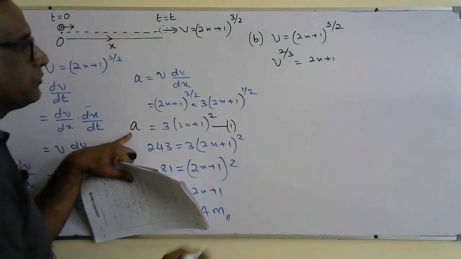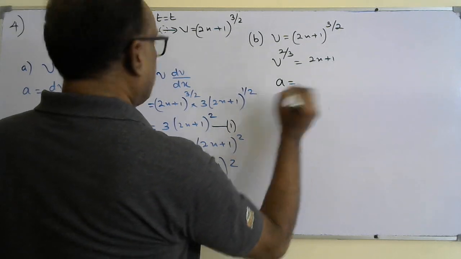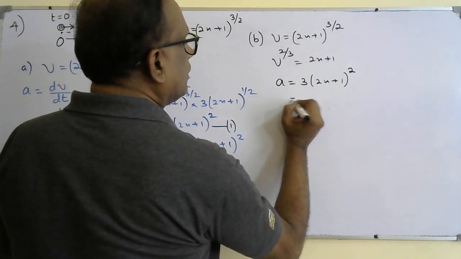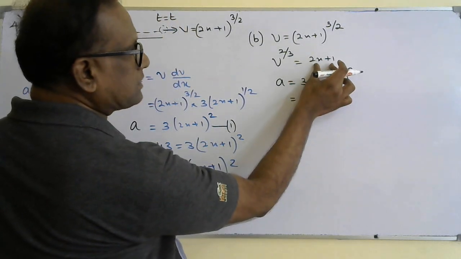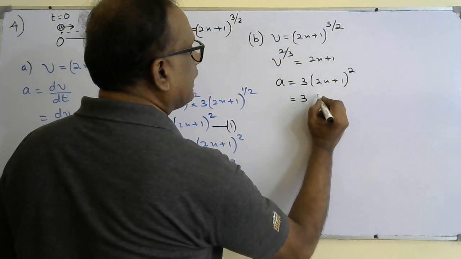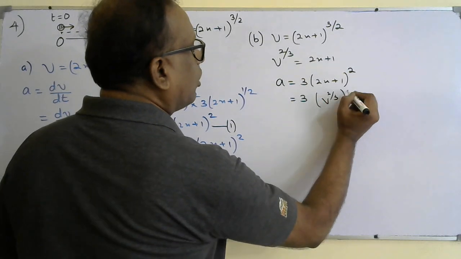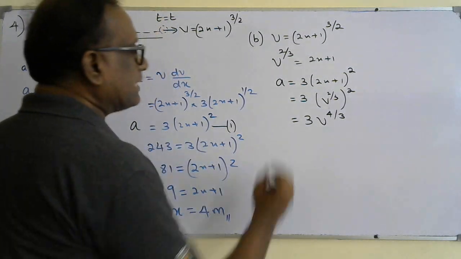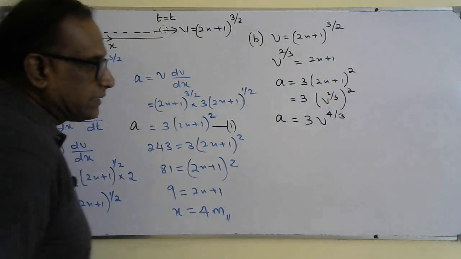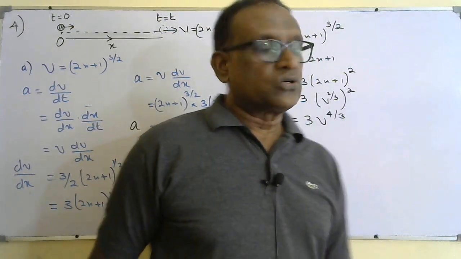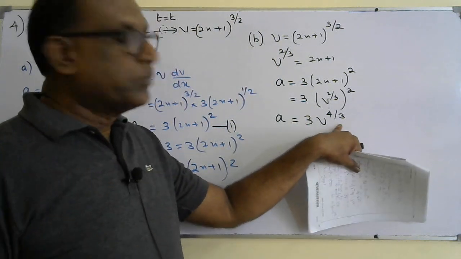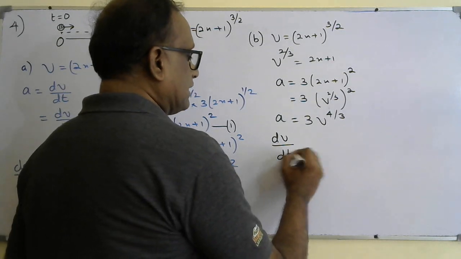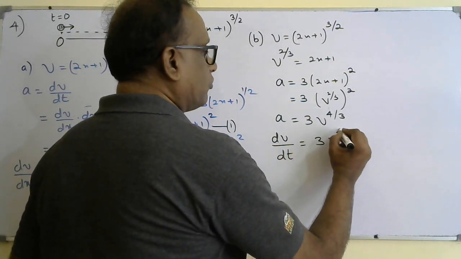Now I'm going to use that, but we know that a is equal to 3 (2x plus 1) squared. That is 3 times (2x plus 1) squared, with 2x plus 1 equal to v to the power 2 by 3. So 3 into (v to the power 2 by 3) all squared, that is 3 v to the power 4 by 3. That is a. So I got a relationship between a and v now. So a is equal to 3 v to the power 4 by 3. But we know that a equals dv over dt, which is equal to 3 v to the power 4 by 3.